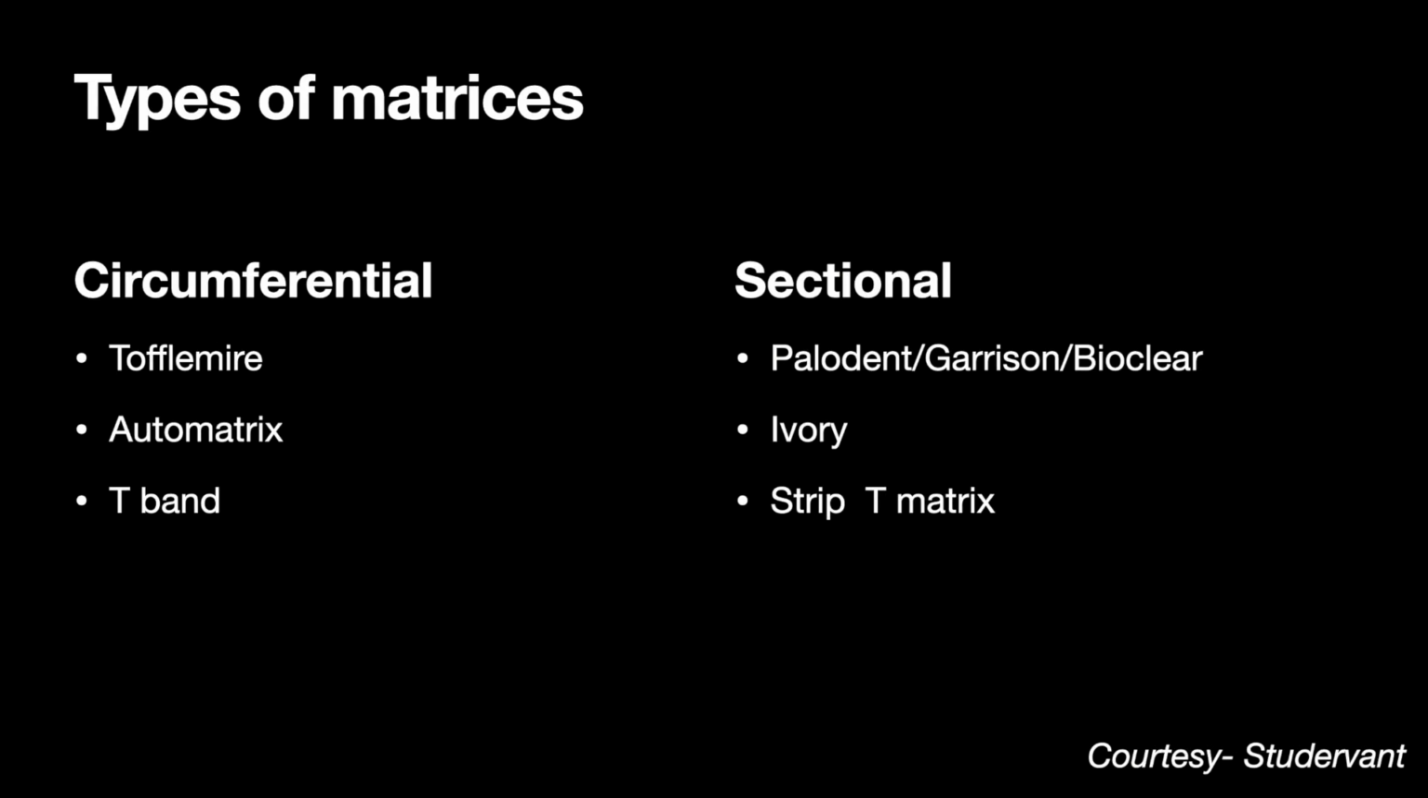Now the bands which are to be used, or maybe I would say a general classification of the matrix bands which are available, can be classified into circumferential matrix bands or sectional matrix bands. Tofflemire falls into the category of a circumferential matrix band because it hugs the tooth circumferentially all around the tooth. Other types of circumferential matrix bands are the Automatrix and the T-band. When it comes to sectional matrices, we have the Palodent, Garrison, BioClear, Ivory, Strip, T-Mac, etc.